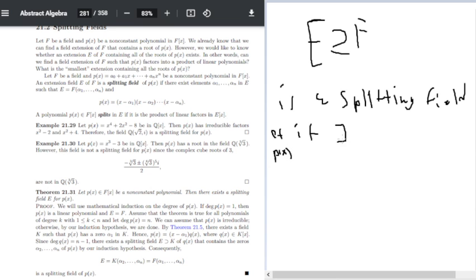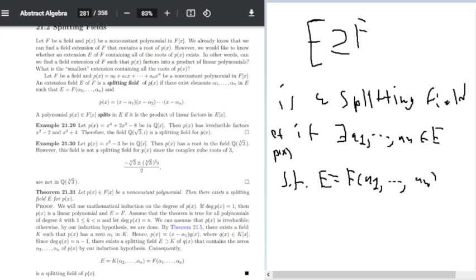If there exist alpha 1 to alpha n in E such that E is equal to F adjoined alpha 1 to alpha n, and p of x is equal to x minus alpha 1 multiplied to x minus alpha n.